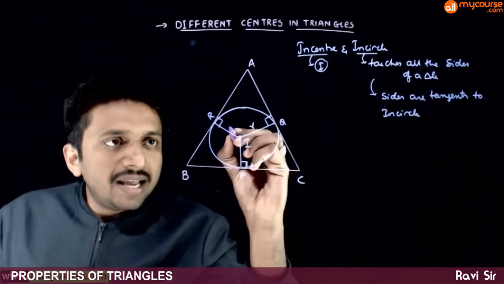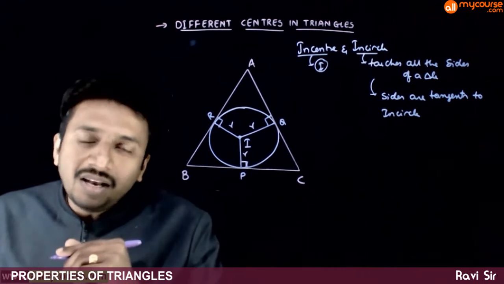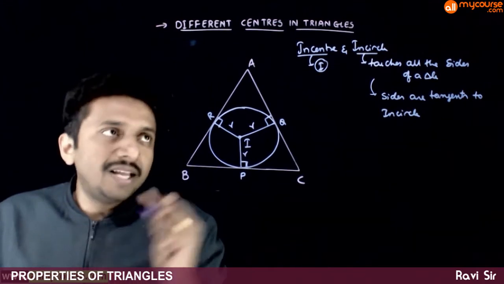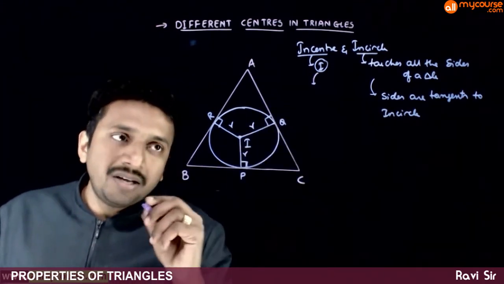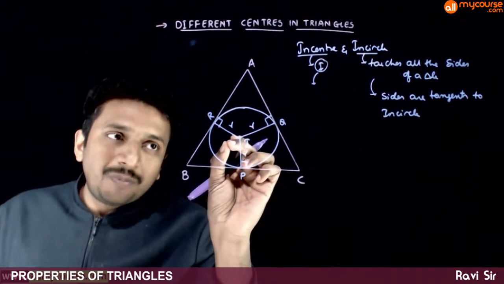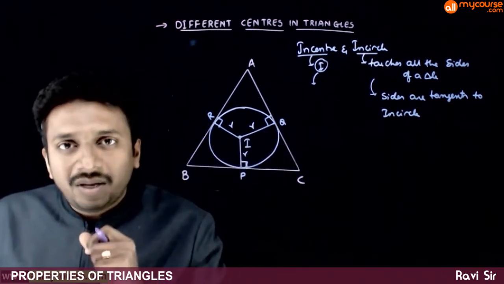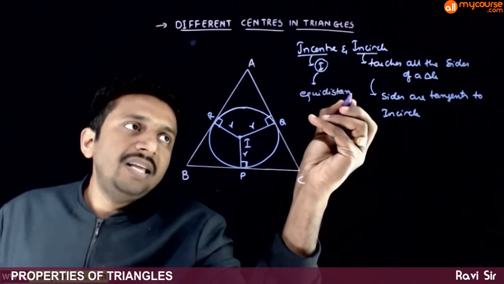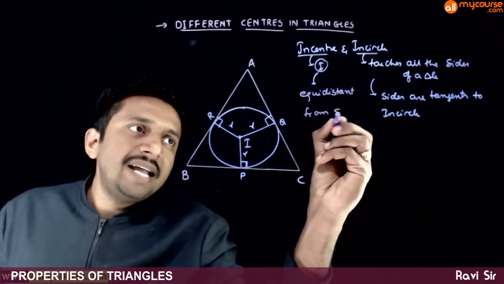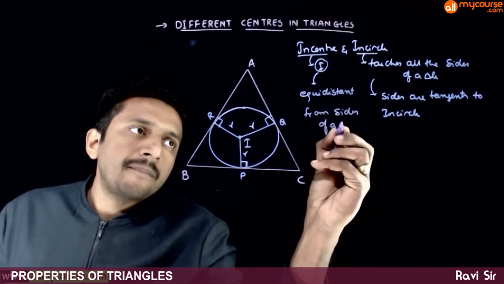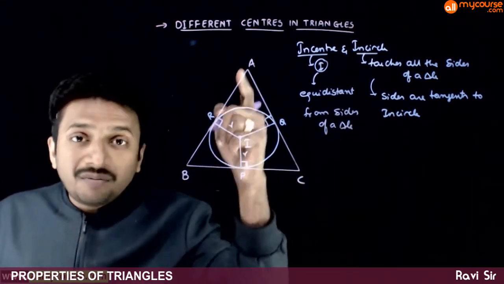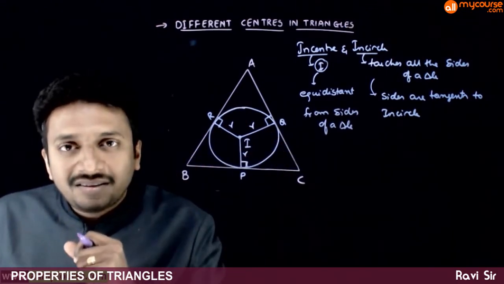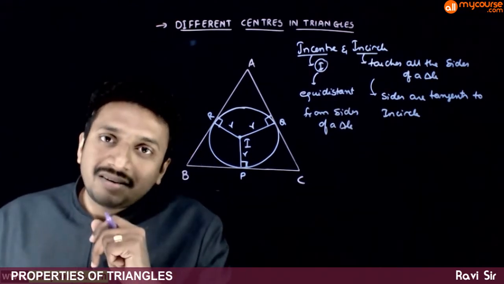And all these three perpendiculars will be equal to the radius of the incircle, smaller r. So all the lengths of the perpendiculars are equal. That means the incenter is a point whose perpendicular distances to all three sides are equal, or the incenter is equidistant from the sides of a triangle. Circumcenter is equidistant from the vertices of a triangle. Incenter is equidistant from the sides of the triangle. So now, how do I get the incenter?